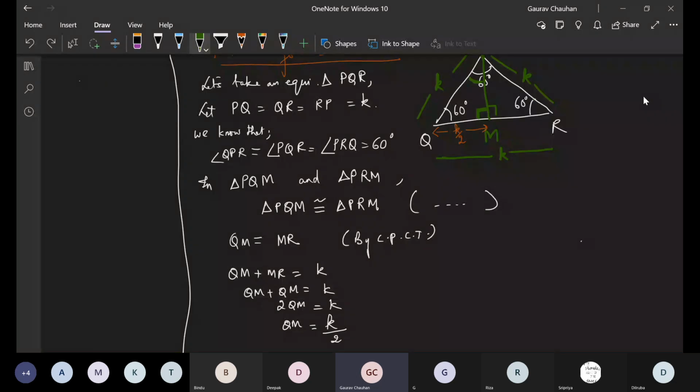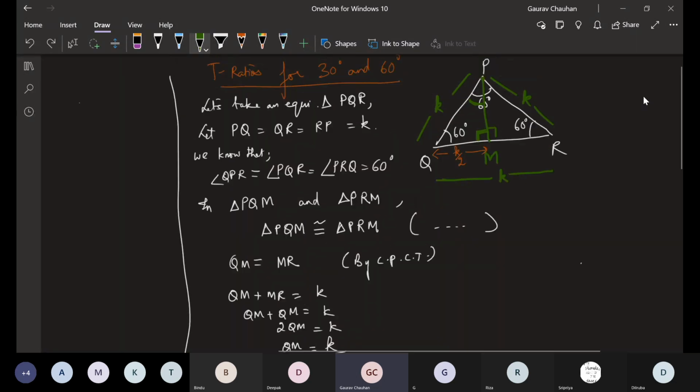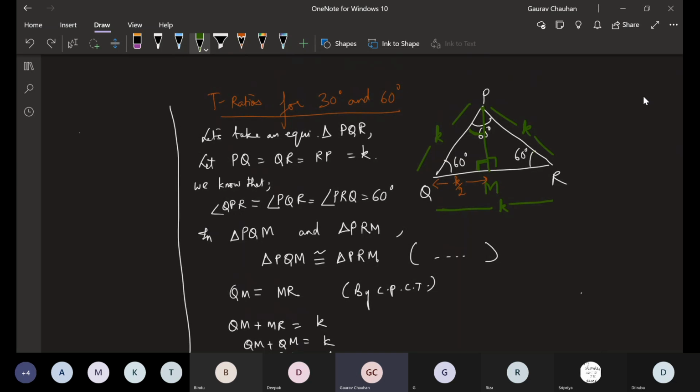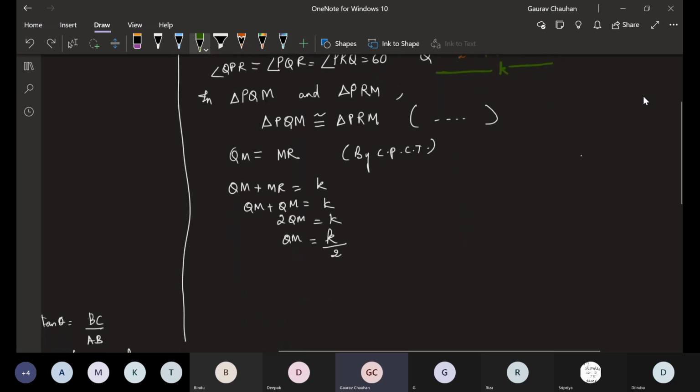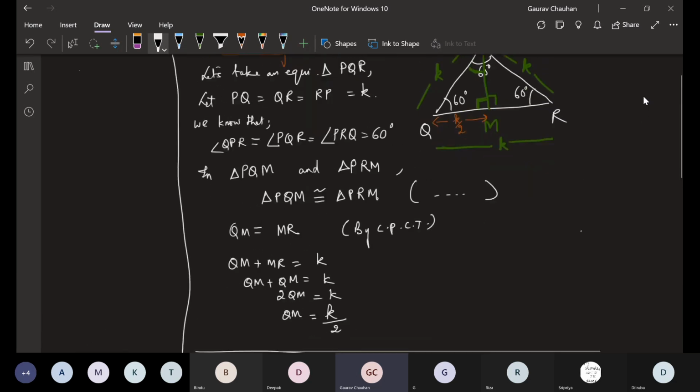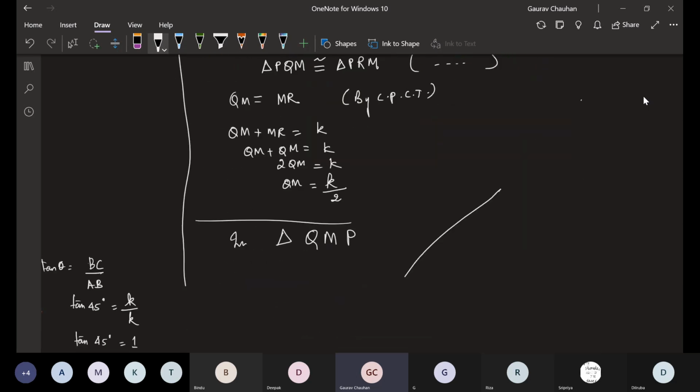Because now I'm just going to redraw triangle QMP. Let me draw a line here. Now in triangle QMP, I'm going to redraw it so that we can use it here. Remember, this is a part of the previous diagram only, but I'm just redrawing it. This is P, this is M, this is Q.